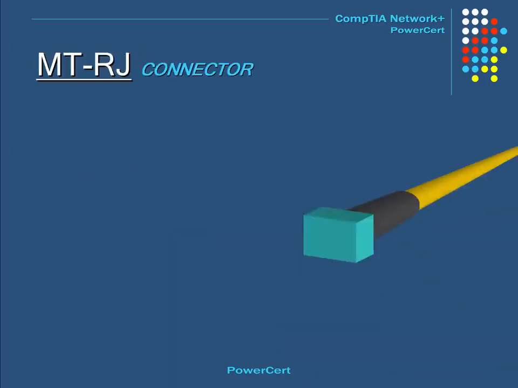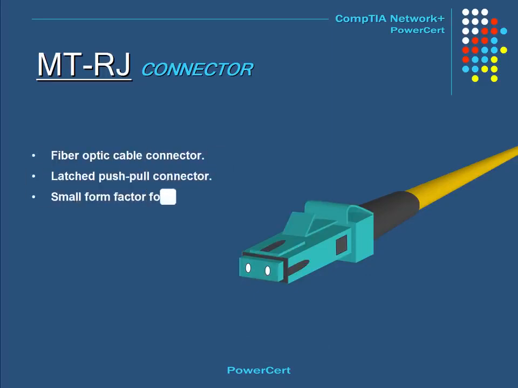Now we're getting into fiber optic connectors, and this connector is called the MTRJ, which stands for Mechanical Transfer Register Jack. And this is a fiber optic cable connector. It uses a latched push-pull connection, and it has a small form factor used for high packed density.